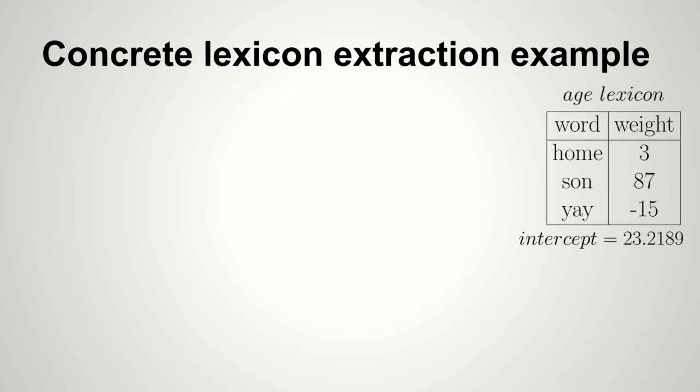In this example, we are going to manually extract a mock weighted age lexicon for 2 users. Feel free to pause the video at any time if you would like to read everything more carefully. As you can see, the age lexicon has 3 words in it, and each has its weight. The lexicon also has an intercept value, which we'll have to add to the lexicon usage at the end.